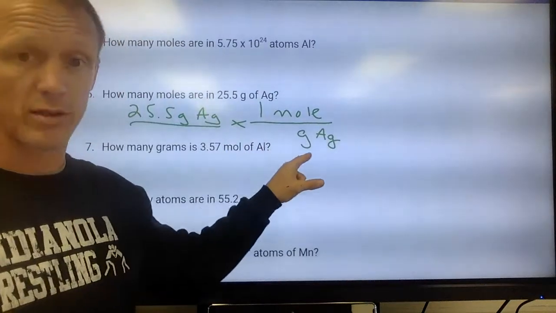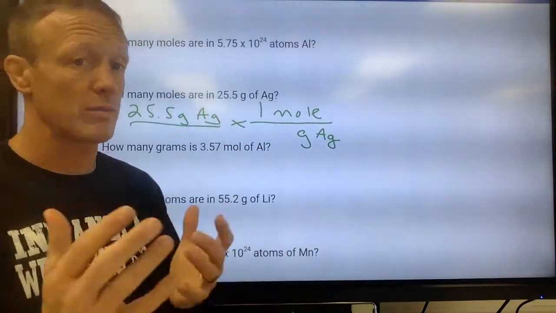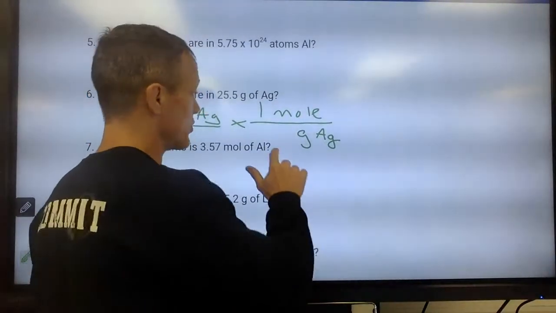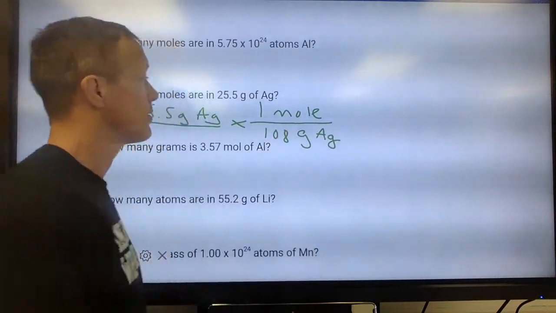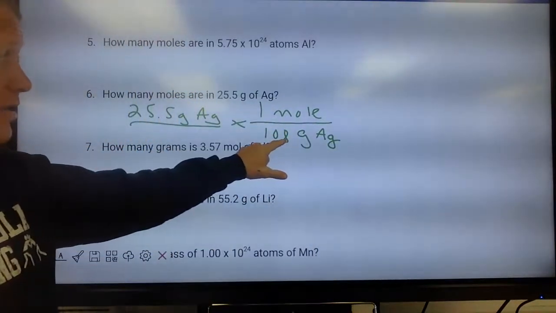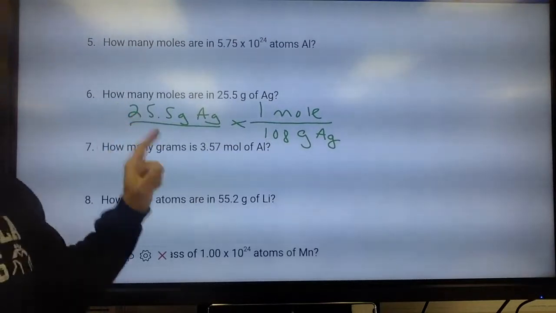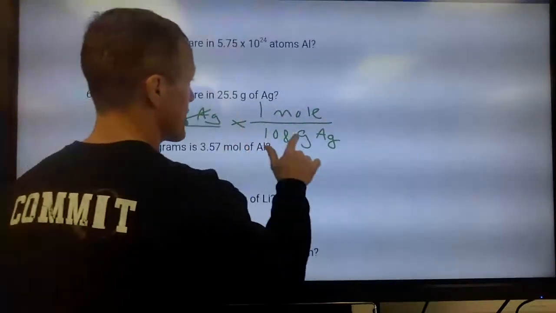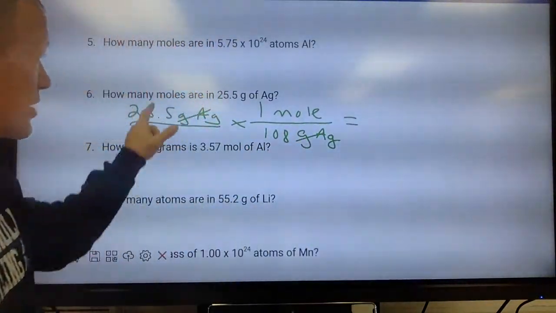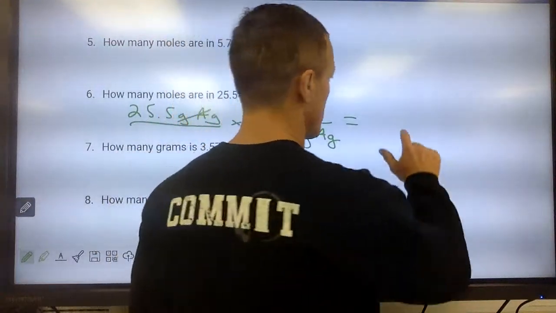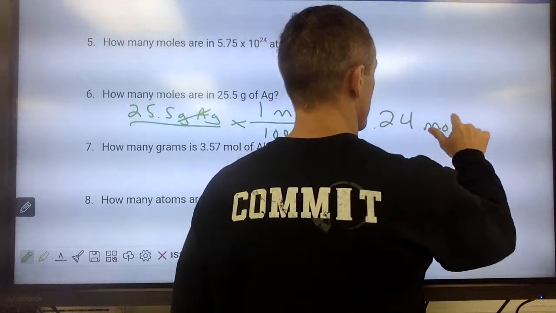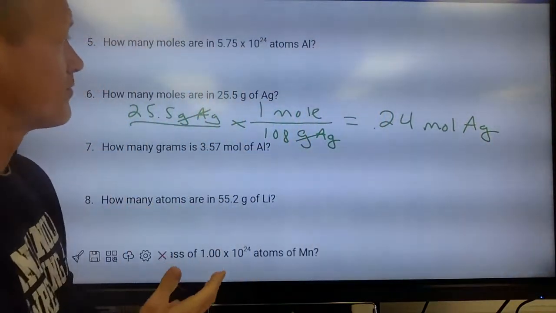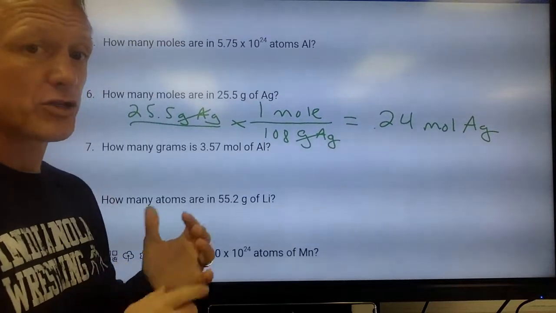Well, that is not 6.02 times 10 to the 23rd. The grams would be off the periodic table. So I look up silver in the periodic table, and its mass is 107.8, so I'll round out to 108. Whole number's fine. A mole of silver is 108 grams. Well, we have 25.5 grams, way less than 108 grams, so it's going to be less than a mole. 25.5 divided by 108, make sure your labels cancel. Right there. So that divided by that is going to be, a couple of decimal places are good, 0.24 moles of silver.